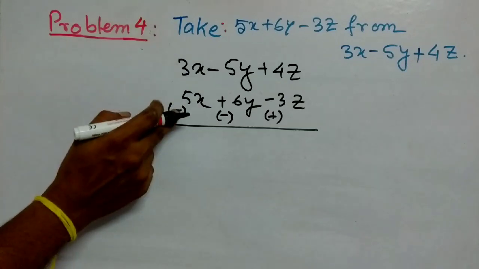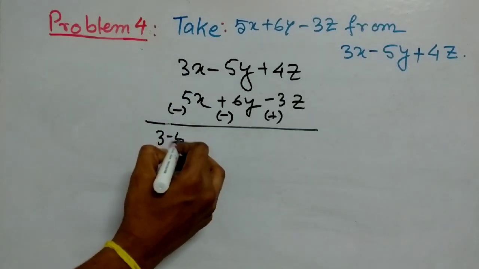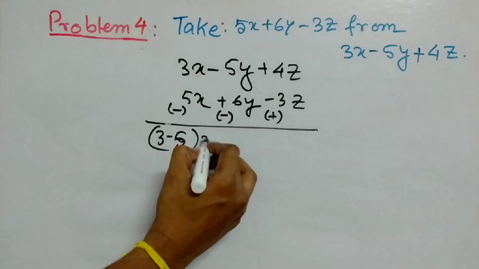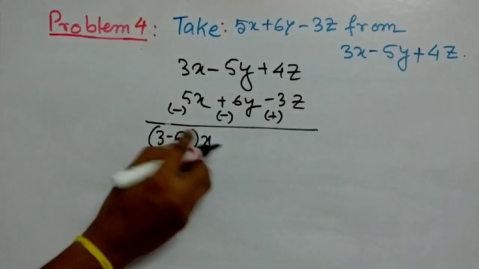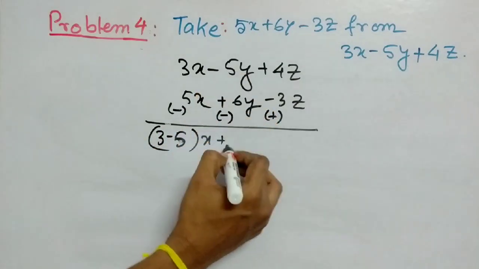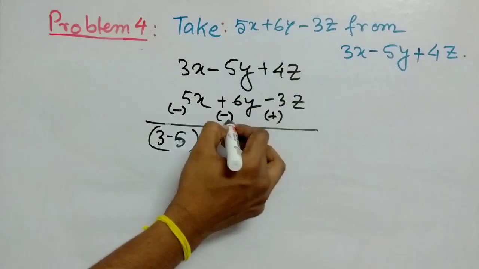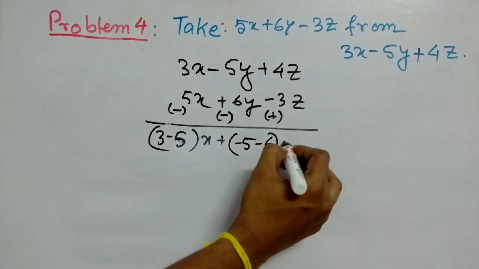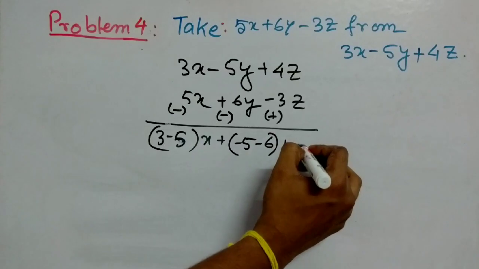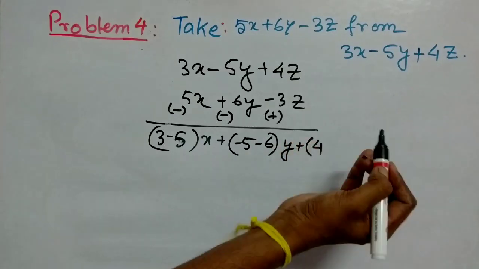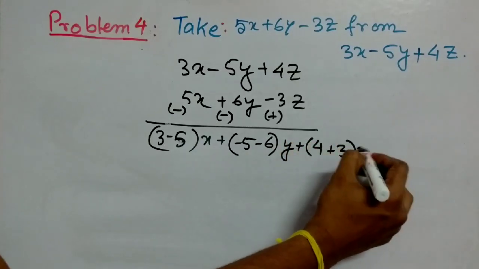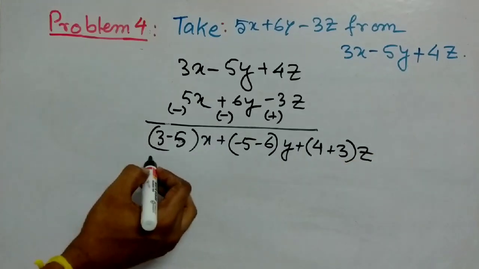So 3 and minus 5. So we write 3 minus 5x. Now plus, this is minus 5 and it is minus 6y. Now plus, it is 4 plus 3z.